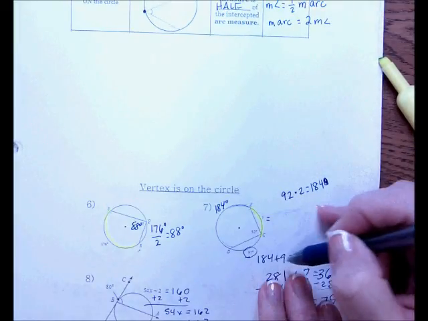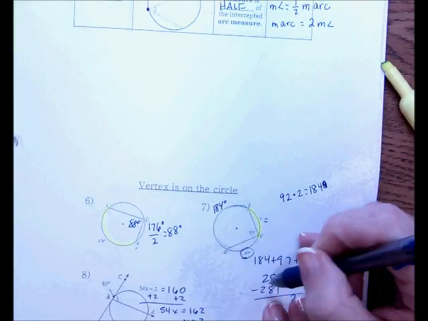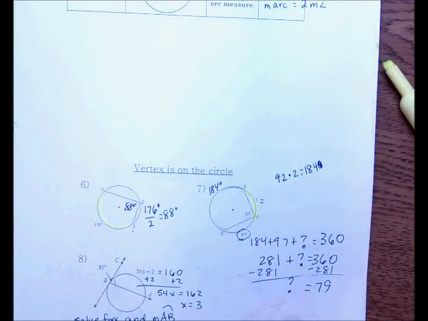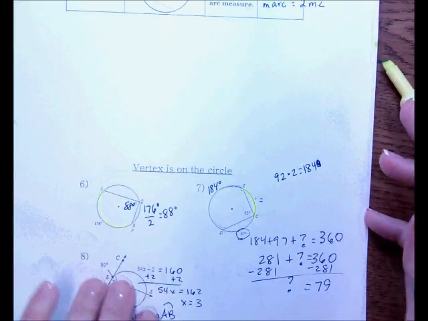So I take 184 plus 97 plus the question mark is equal to 360, combine like terms, subtract 281 from both sides, and that missing arc measure is 79 degrees.